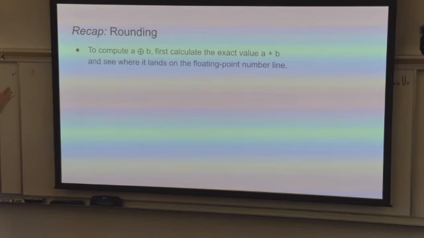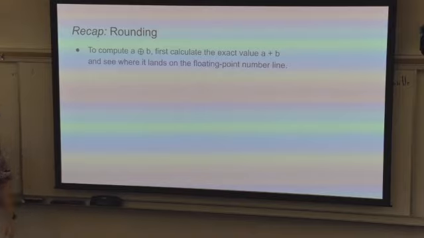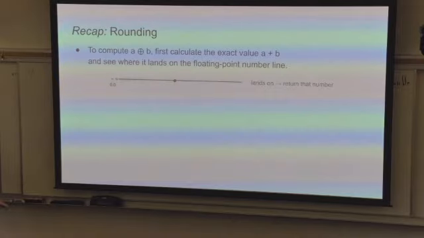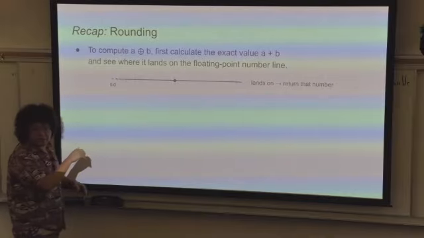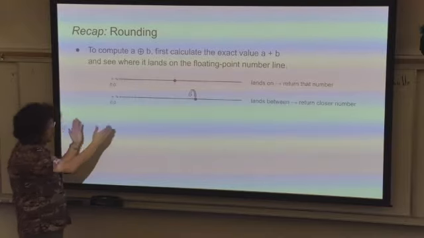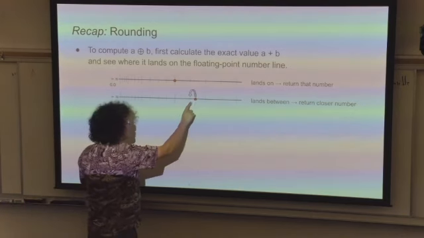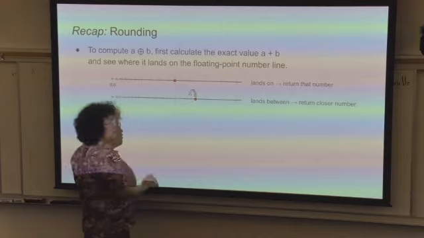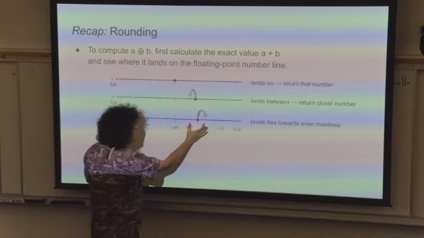So to compute, for example, the rounded sum of a and b, we first take those two numbers, a and b, and we calculate the exact value of the sum, as if we had infinite precision available to us, right? And then we see where that number lands on the floating point number line. If that number lands exactly on one of our floating point numbers, well, then the answer is obvious. We just return this floating point number. But in general, we will not get a floating point number. In general, we will get something that sits between two of these grid-marked points, in which case we look at that point, see which of its two neighbors is closer, and return the closer of the two neighbors.